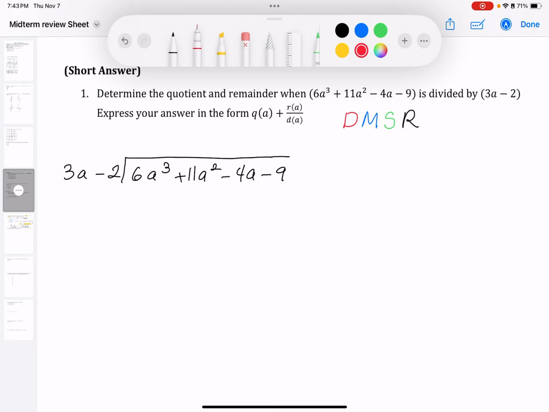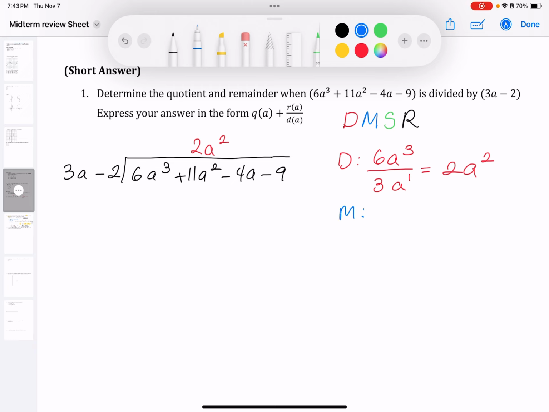So we're going to take our 6a cubed, and we're going to divide it by the leading term of our divisor, which is 3a. 6 divided by 3 is 2. When you divide terms with the same base, you subtract the exponents. A cubed divided by a to the first: 3 minus 1, that is 2. So that's 2a squared. Put that on top.